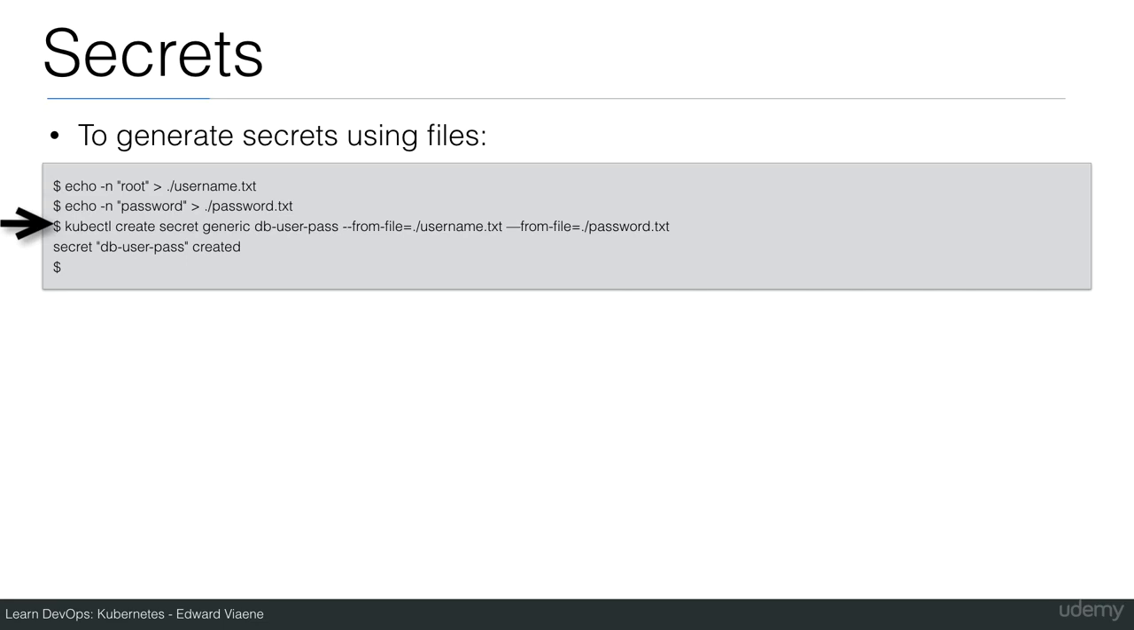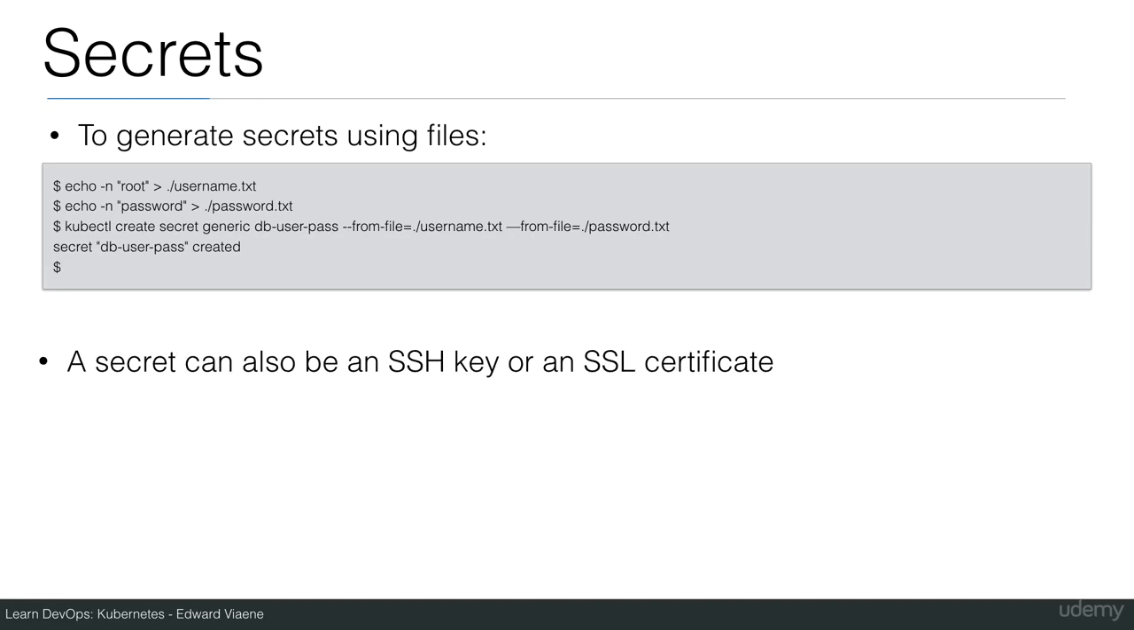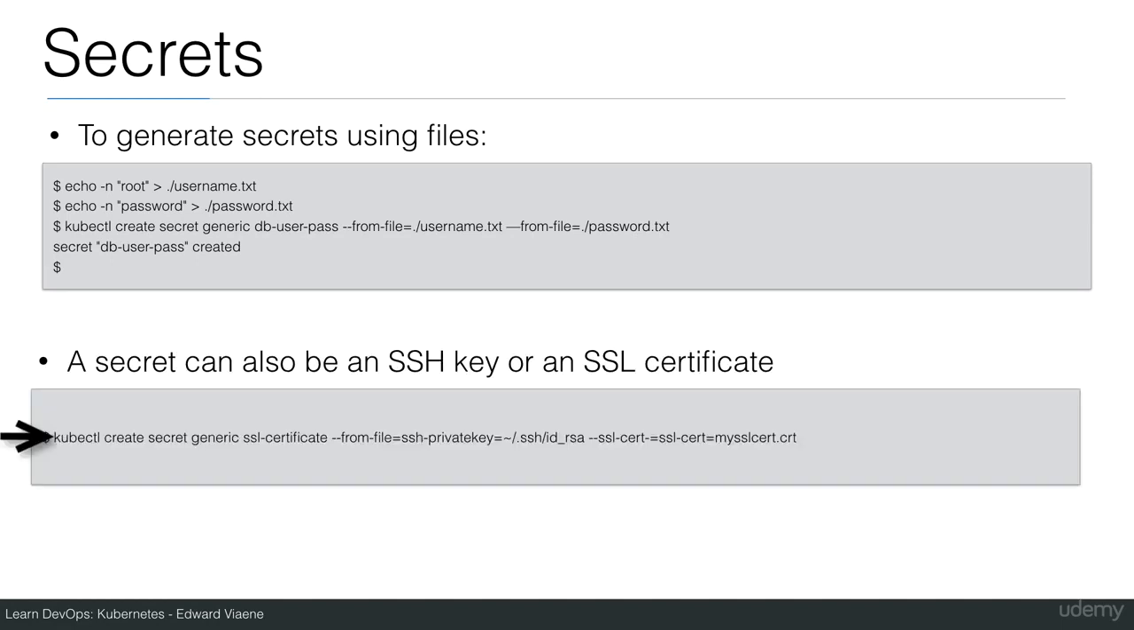Then you can say kubectl or kubecontrol, create secret generic. It's a generic secret. You give it a name, and you say from file username.txt and from file password.txt, and then you have the secret database user pass that has been created that you then later on can use. A secret can also be an SSH key or an SSL certificate. Here you say kubectl create secret generic, you give it a name again, SSL certificate, and the from file is a key rather than a username or a password. So that's a way to distribute keys, for instance.